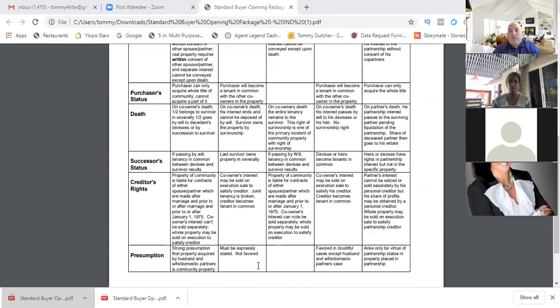So the right of survivorship is one of the primary incidents of community property with rights of survivorship. So again, that's why it's most common with spouses: it's equal ownership rights, and if one were to pass, the remaining interest reverts to the other spouse, okay?